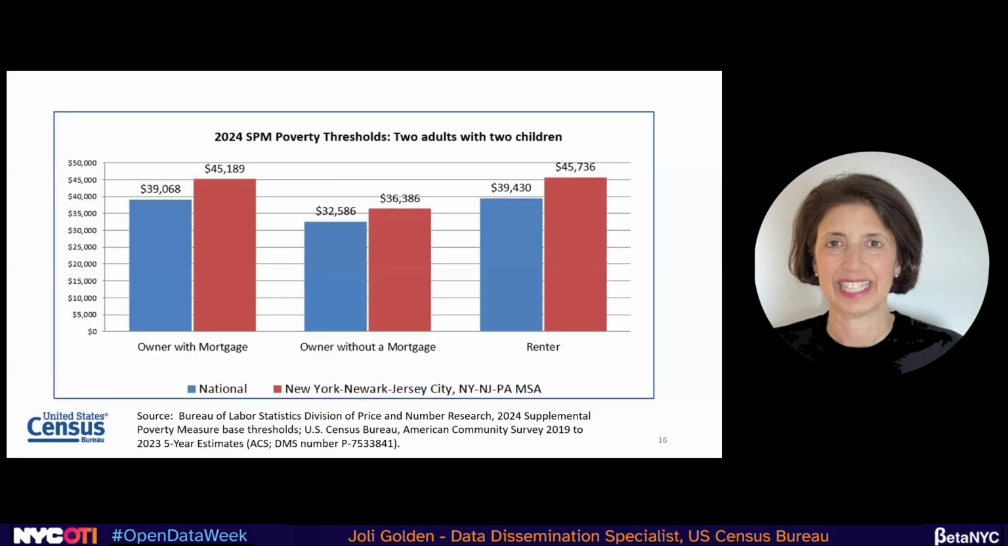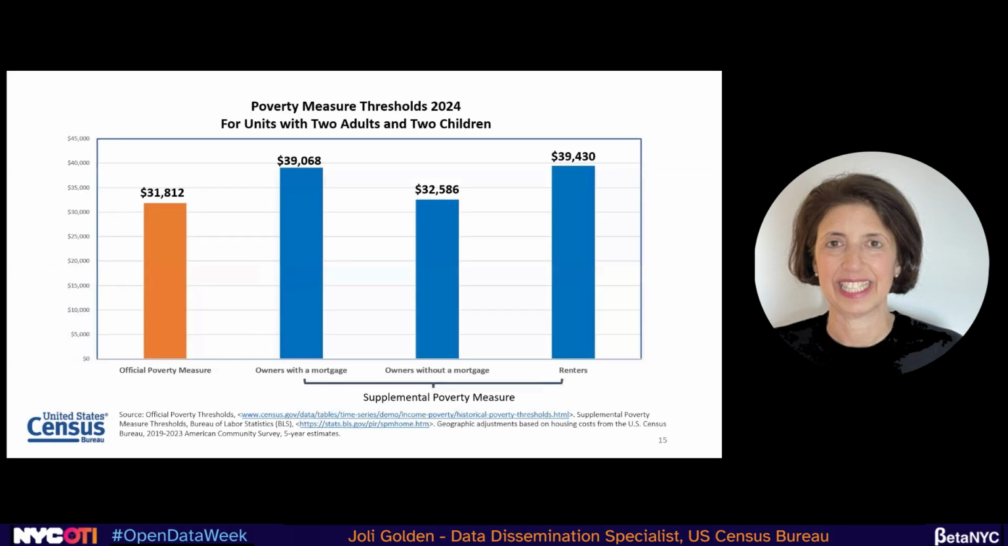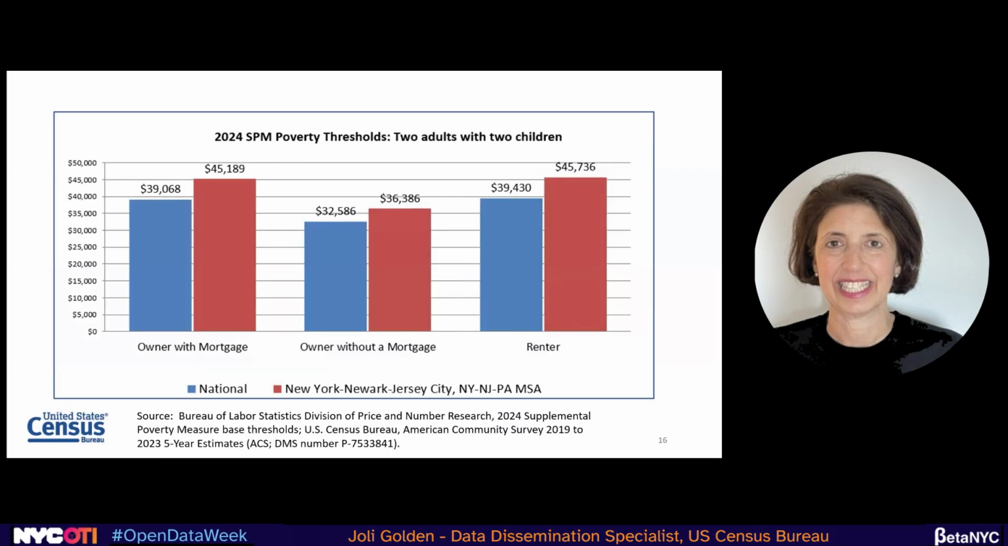Taking this, as I mentioned, with the supplemental poverty measure, we can look at different geographies. And here for New York City, I took a look at a spreadsheet, which I'm going to pull up in a minute, which shows the supplemental poverty measure breakdowns for the national in blue, just like in the previous slide, and for the New York metropolitan statistical area in red.